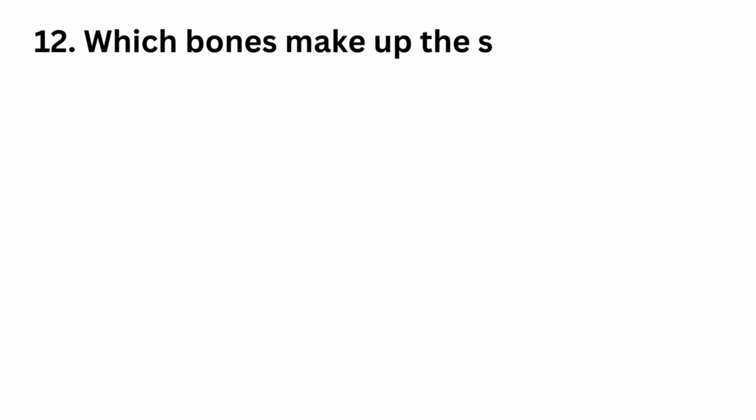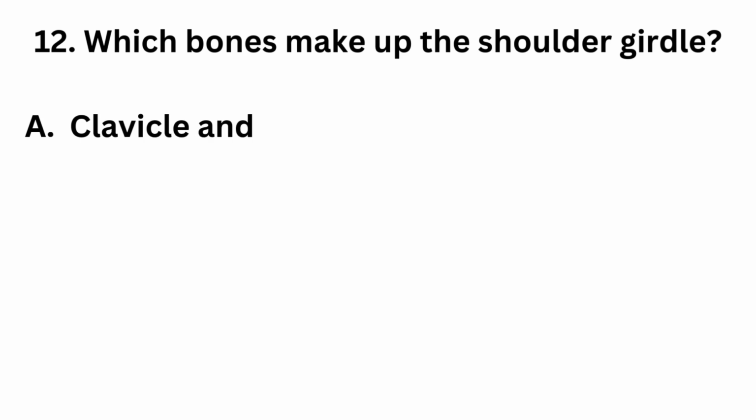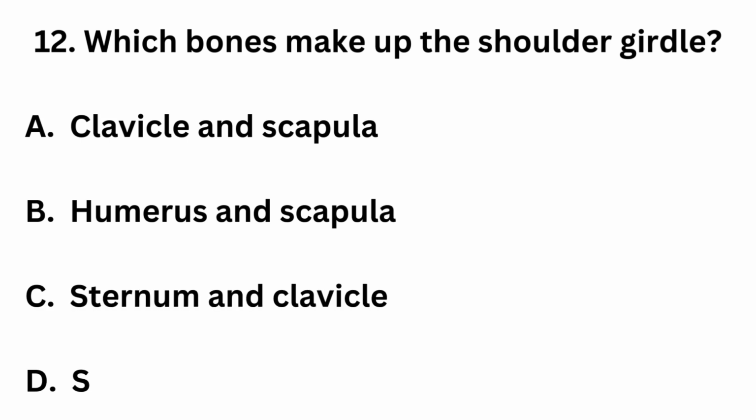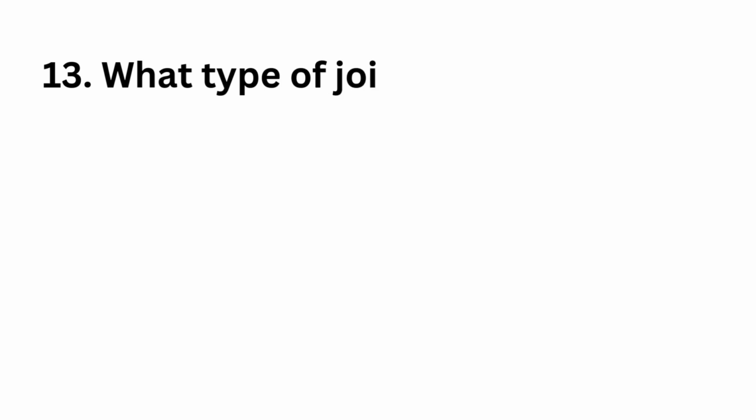12. Which bones make up the shoulder girdle? A. Clavicle and scapula. B. Humerus and scapula. C. Sternum and clavicle. D. Scapula and sternum. The answer is A. Clavicle and scapula.